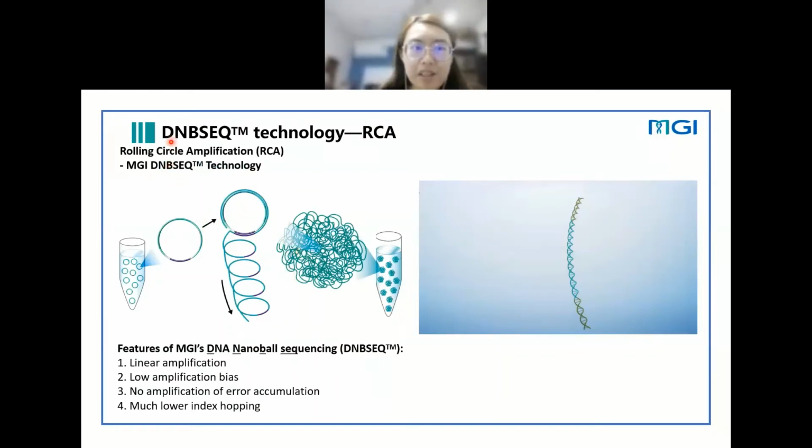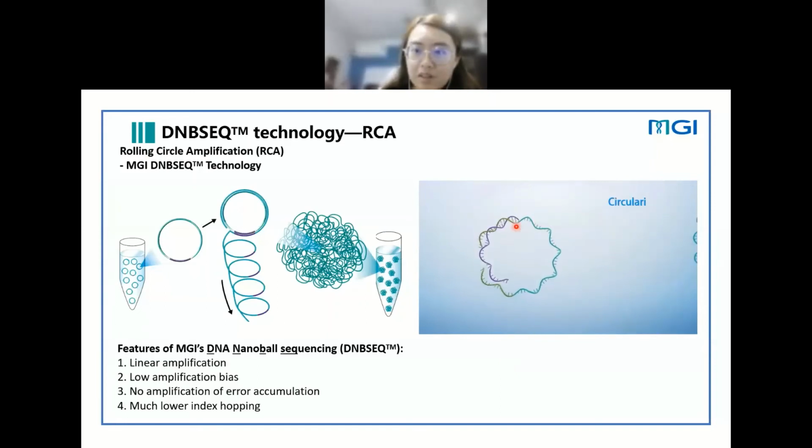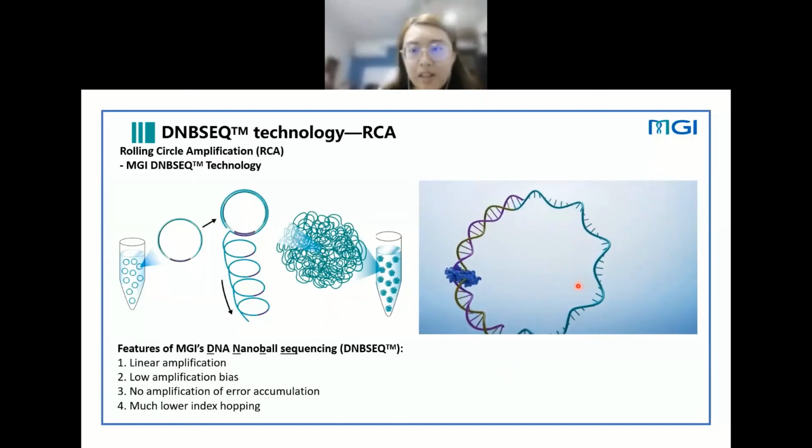DNB basically stands for DNA nanoball. So DNBSEQ is DNA nanoball sequencing. The way we make our DNA nanoball is through a process called rolling circle amplification. I have a video here that shows you how it works. First we denature to single strand and make it into circular DNA.